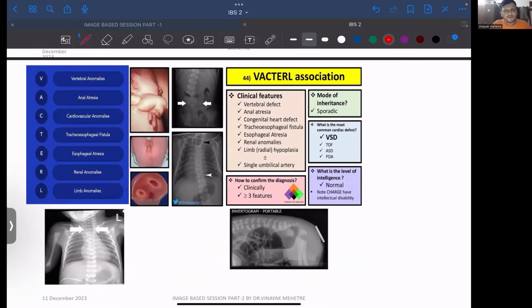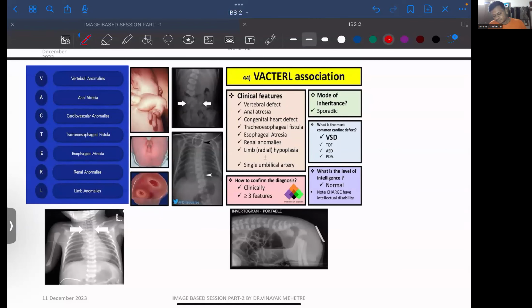Your examiner's favorite question. I think three attempts, everything has been asked till now. VACTERL syndrome. What do we have in VACTERL? We have vertebral anomalies, anal atresia, cardiovascular anomalies, tracheoesophageal fistula, esophageal atresia, renal anomalies and limb anomalies.